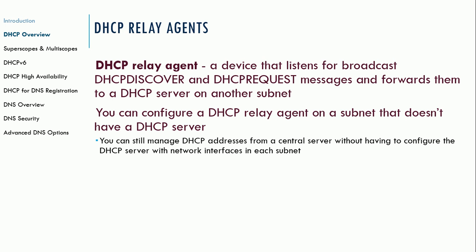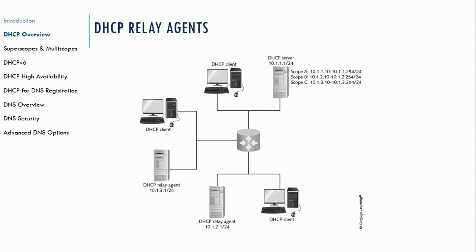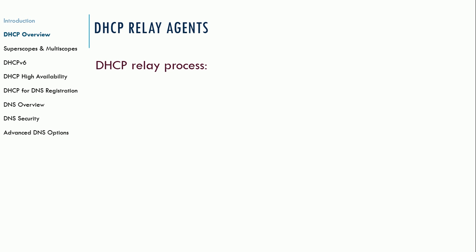So you can still manage DHCP addresses from the central server without having to configure the DHCP server with network interfaces on each subnet. Good Lord, if you can imagine, if you had 100 subnets on your network, you'd have to have 100 Ethernet cards on your server, which would get old pretty quick. So it's kind of a nice feature to be able to use these DHCP relay agents. But you still have to install the DHCP relay agent on each one of these networks, which of course could be on a domain controller.